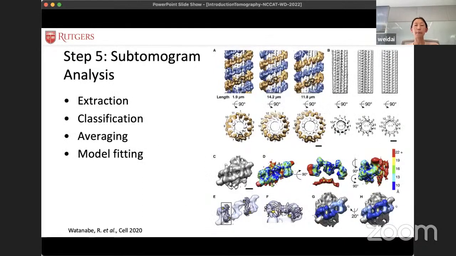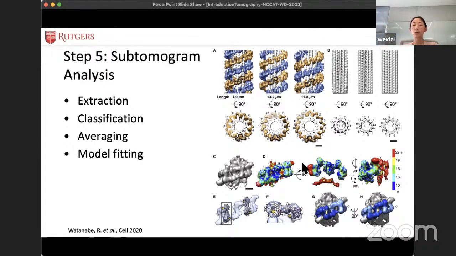And also, you can perform subtomogram averaging because large associates with a microtubule, forming a helical interaction. So you can perform helical subtomogram averaging, just as you can do with helical reconstruction in single particle analysis, to understand how large interacts with, for example, microtubules.